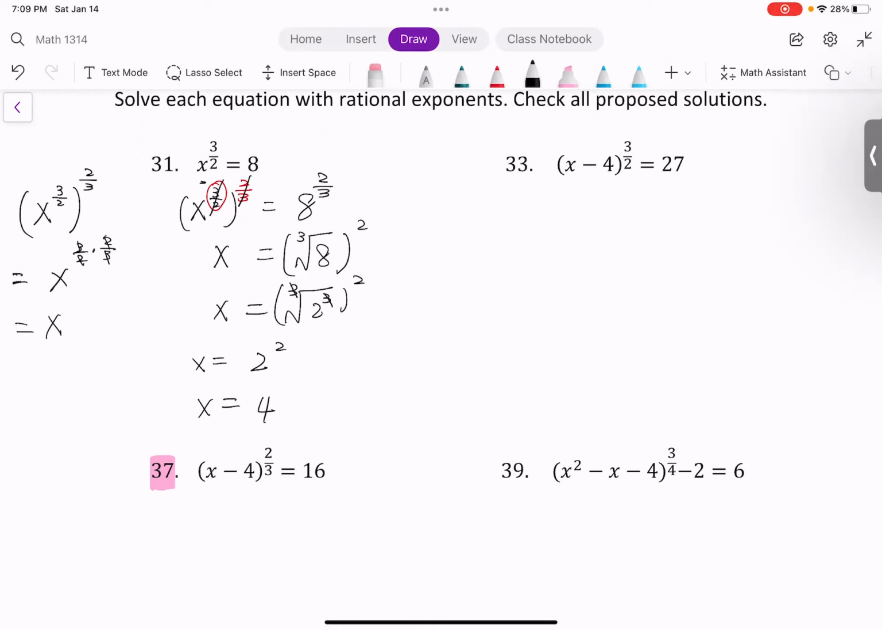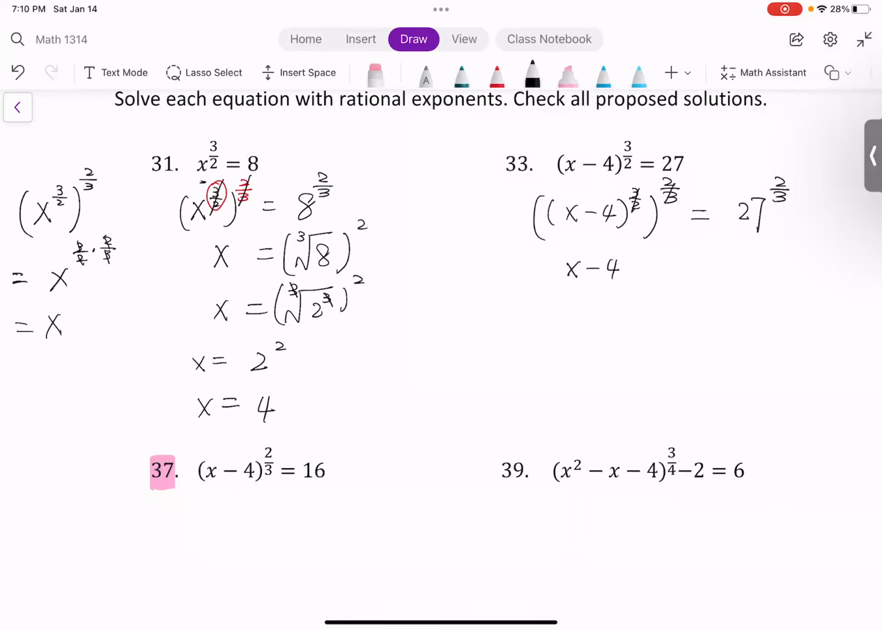So let's see the next example. Get rid of the power, make the power equal to 1. So we need to raise to the reciprocal of this power. Okay, the power is 3/2, let's raise both sides to the 2/3. So the multiplication of the powers equals 1. 27, raise it to the 2/3. So this one is 1.